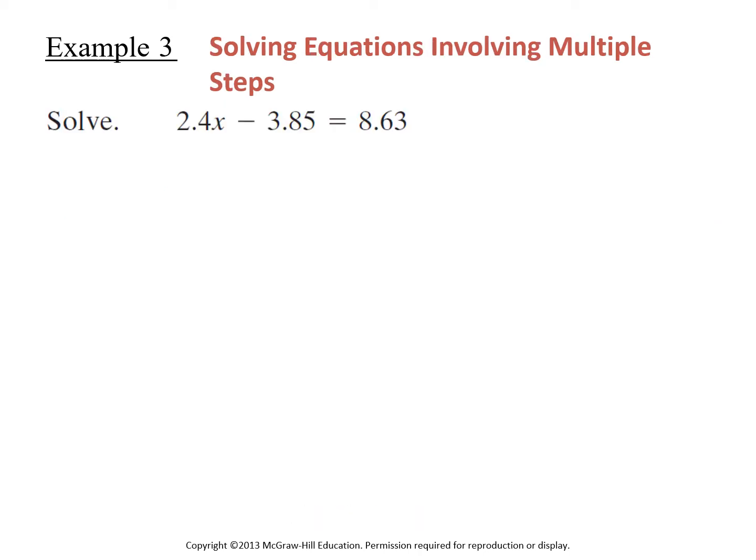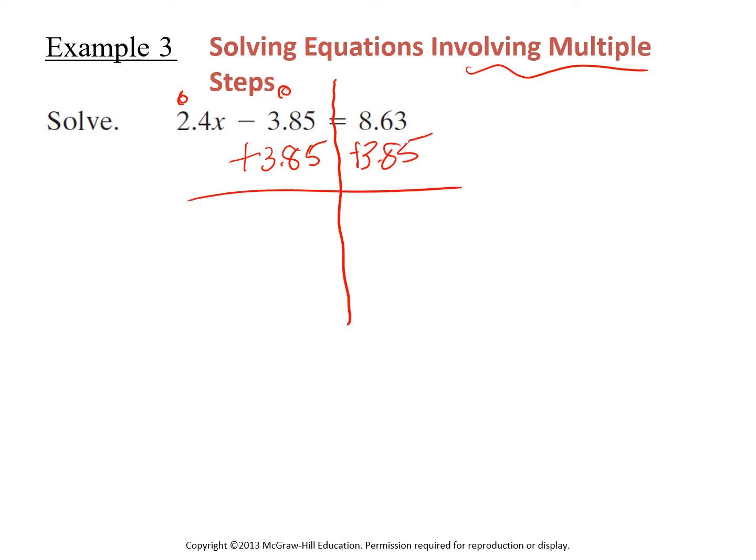Here I am going to solve an equation. It takes two steps. I want to get x alone on the left, so I need to get rid of the constant and the coefficient both. So first I'm going to eliminate the constant by adding 3.85 to both sides of this equation. So I have 2.4x equaling 8.63 plus 3.85, which is 12.48.